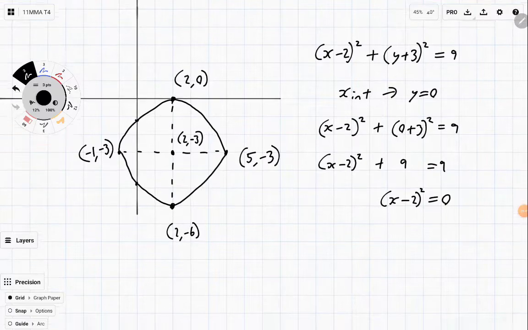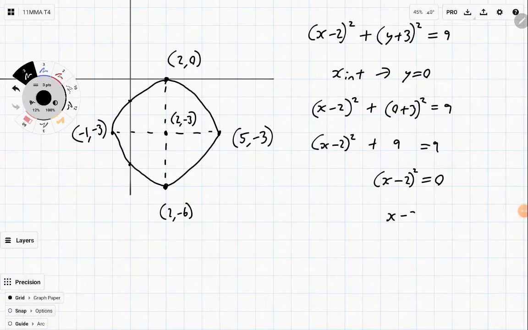Take the square root of both sides. Now we do get plus or minus the square root of 0, but the square root of 0 is just 0 and plus or minus 0 is just 0. So we add 2 to both sides and we get our one solution, x is equal to 2, which is what we already found up here. So that's nothing unusual. Let's work out those y-intercepts.